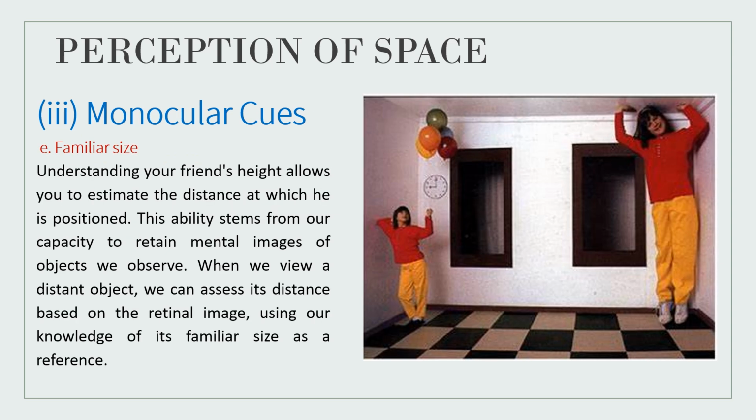Familiar size. This can be understood as your friend's height allowing you to estimate the distance at which he is positioned. This means if you walk with a person and you know that person very closely, and you meet one of your friends daily, you have an idea of his height, girth and the physical aspect of the body, so you can make out how far he is standing by virtue of your familiarity with the size.